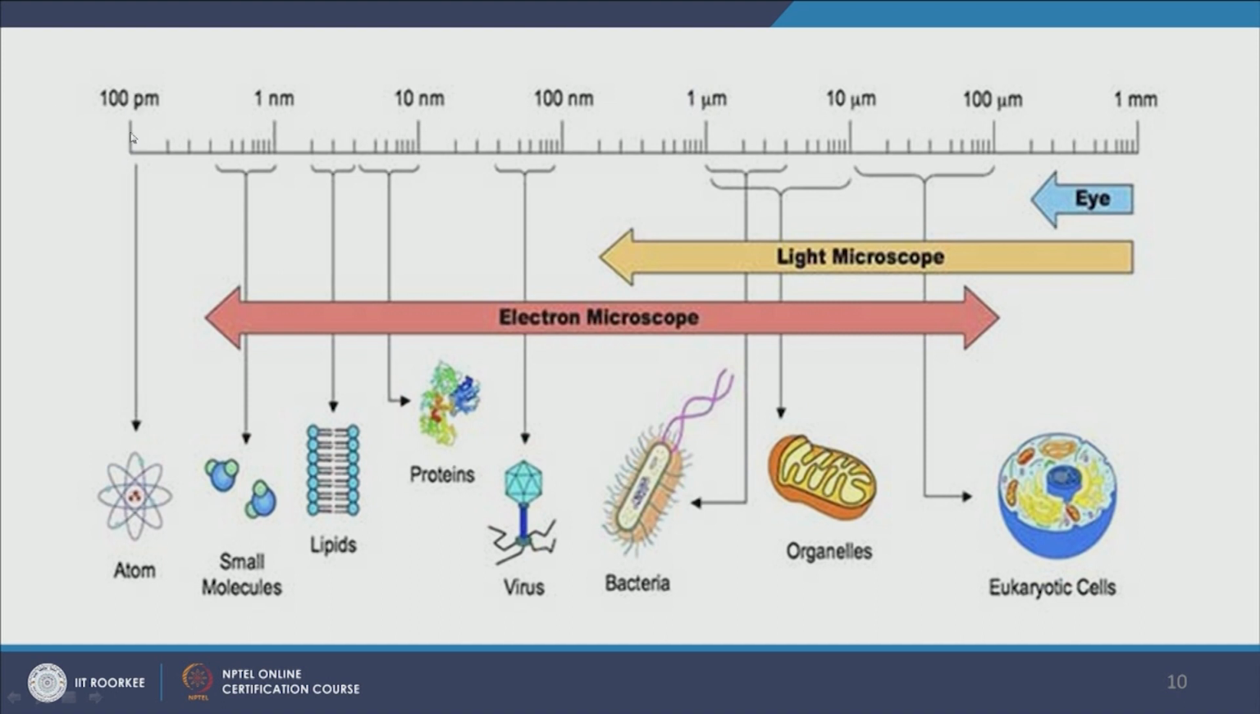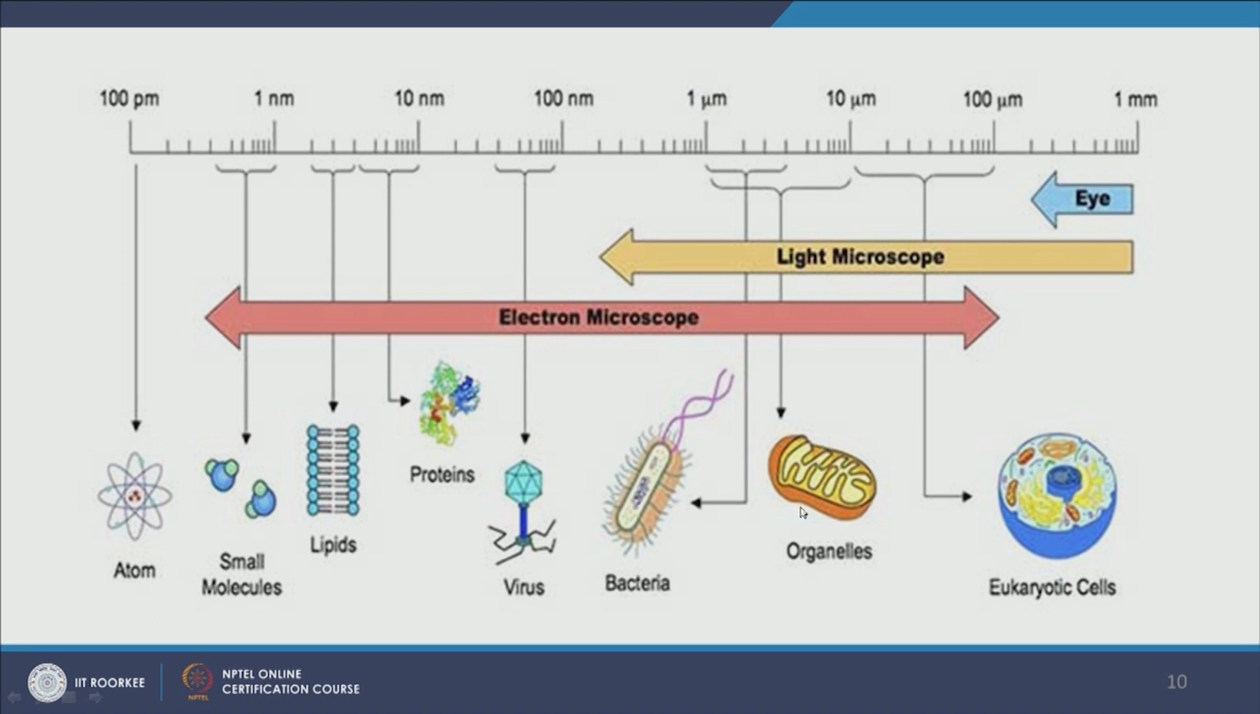At nearly 100 picometers and a few angstroms, we have atoms. In nanoscale, we have small molecules, fibers, and lipids. Lipids are fats, and we'll talk about them. We have proteins, and then we have viruses. So nanoscale would include small molecules, fat molecules, proteins that are very complicated molecules with very heavy molecular weight, and viruses. Then above 100 nanometers, in microscale, we have bacteria that are less than 1 micrometer, and then from 1 up to 10 micrometers, we have organelles.